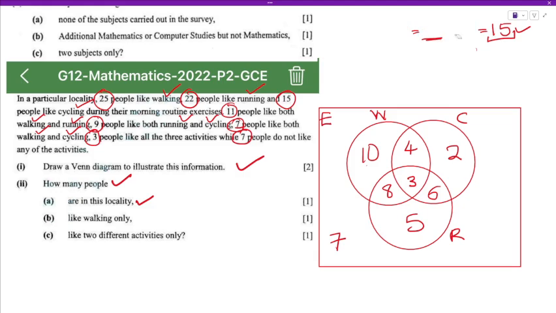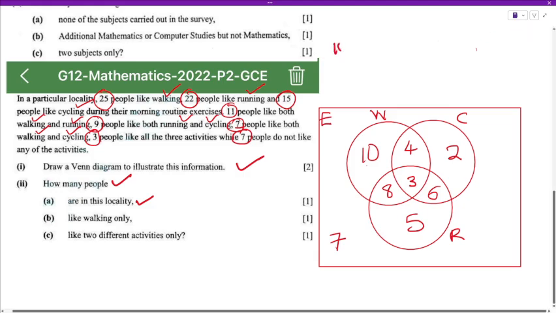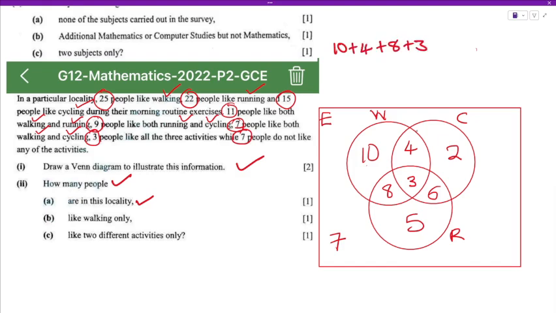Okay, so we're going to start with the set for walking. So we're going to say 10 plus 4 plus 8 plus 3. Okay, we're done with walking. We go to the values remaining in cycling. Plus 2 plus 6 plus the 5 in running, and then plus 7 outside there.